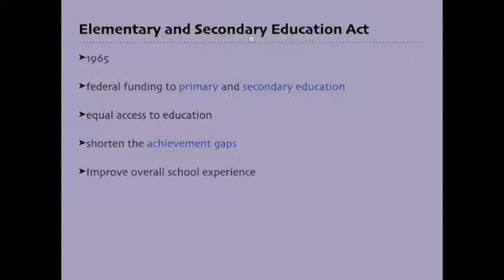The Elementary and Secondary Education Act of 1965, which is also known as ESEA, provides federal funding to primary and secondary education, with funds authorized for professional development, instructional materials, resources to support educational programs, and parental involvement promotion. The Act emphasizes equal access to education, aiming to shorten the achievement gaps between students by providing federal funding to support schools with children from impoverished families.